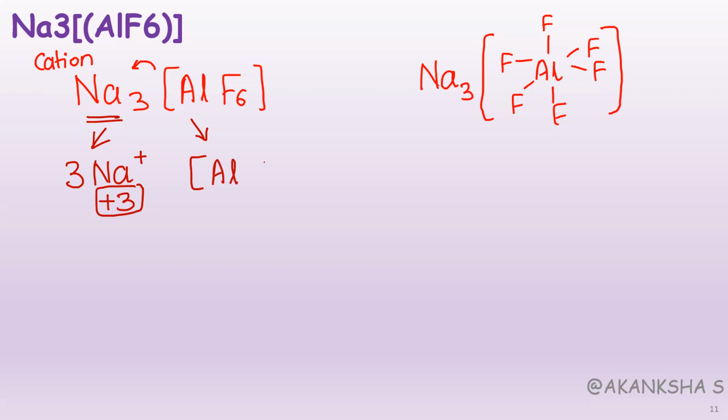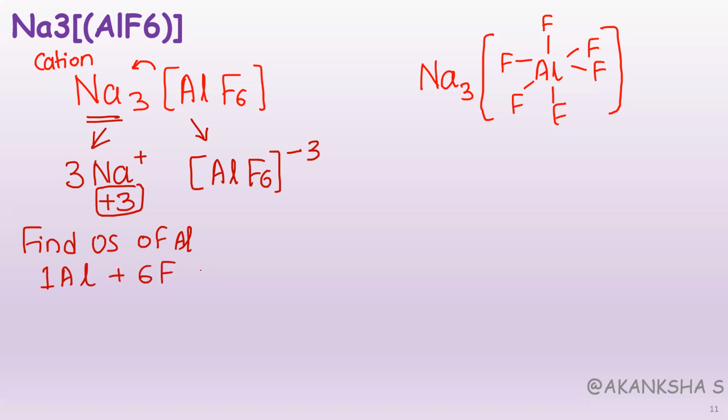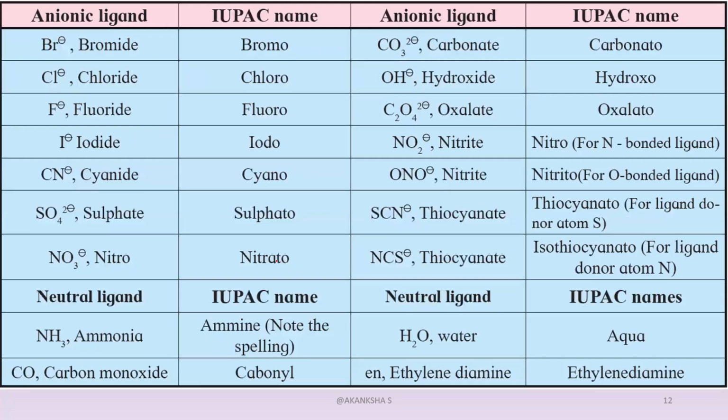We know what happens to the complex then. The complex gains the same number but opposite charge. So if it's plus 3 outside, the complex itself will become minus 3. Step number 1, find the oxidation state of the central metal, that is aluminium. We have 1 aluminium, we have 6 fluorine, minus 3. Let's try to see the charge of fluorine.